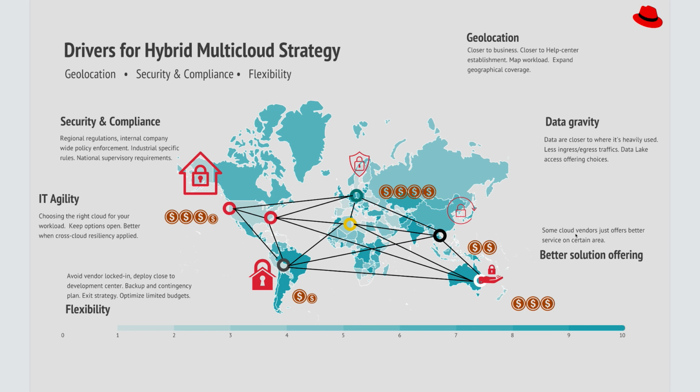The other thing that I think is driving everybody to multi-cloud is data gravity, right? So when you have data, it tends to be closer to where it's most heavily used, so you can avoid ingress and egress traffic. Sometimes it gets really difficult to just wire the data to the places that you want it to be, right?